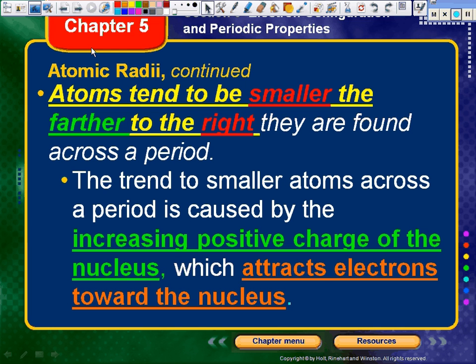Atoms tend to be smaller the farther right we get. So, what I mean here is as we go from group 1 to group 18, they're going to get smaller. Why? Increasing positive charge of the nucleus. Do you agree we have more protons? Okay. Which attracts electrons towards the nucleus. Basically, that is the definition of Zeff. So your Zeff must go up. Alright, so that's atomic radii.